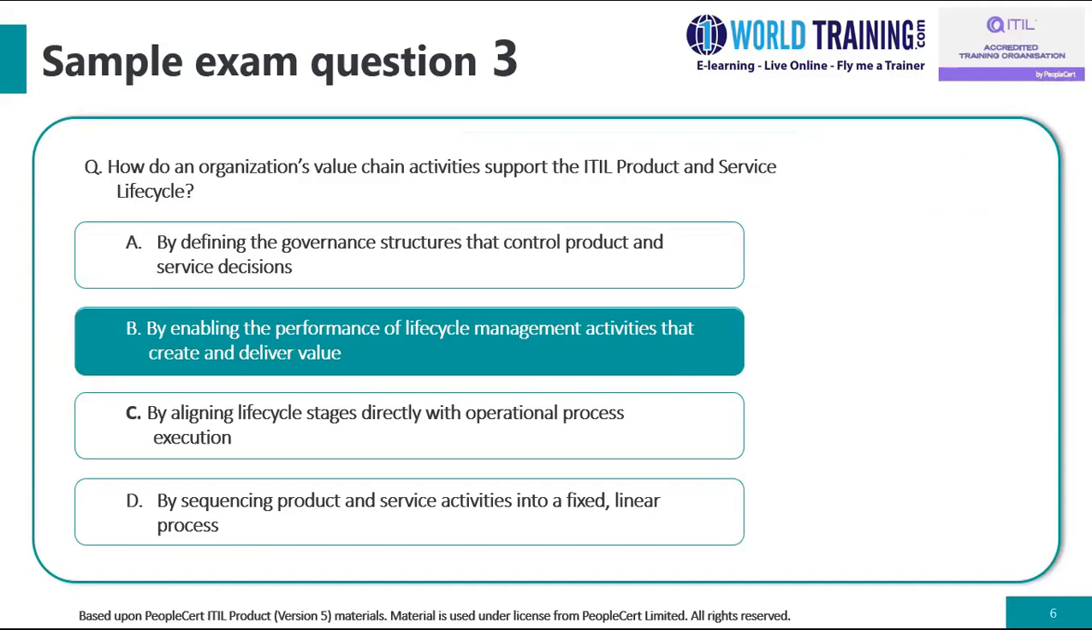C is wrong because the value chain does not reduce lifecycle stages to operational process execution. And D is wrong because value chain activities are not sequenced into a fixed linear process.